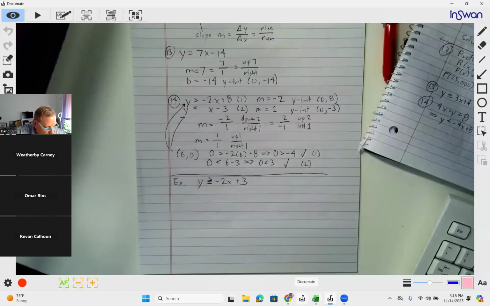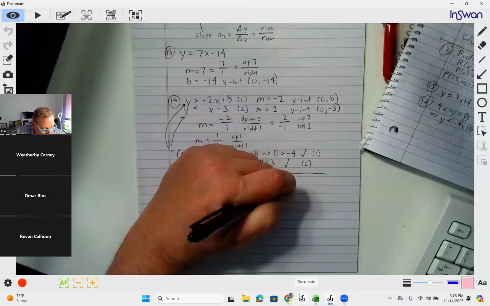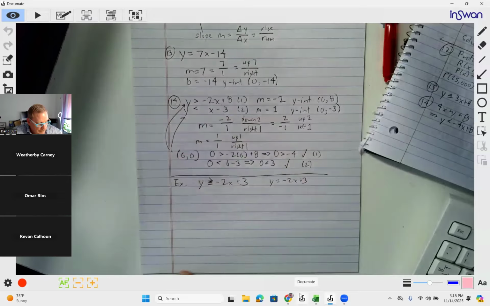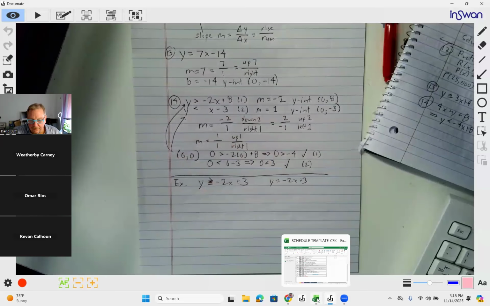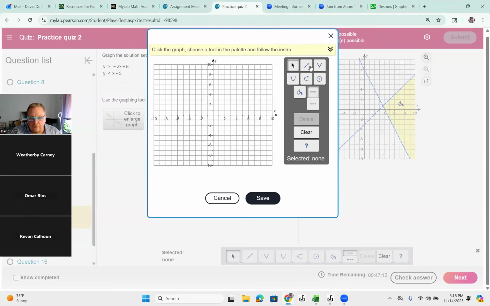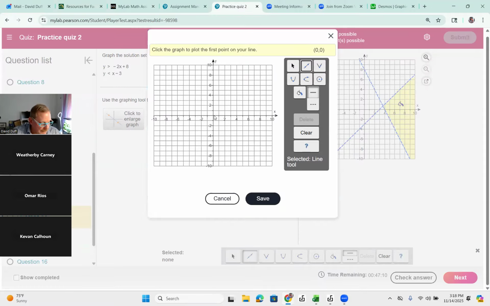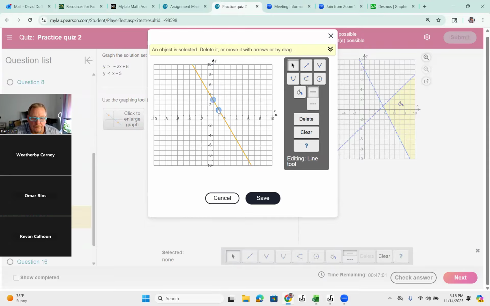Well, we just graph y is equal to negative 2x plus 3, right? So let me go ahead and graph that. That's a y-intercept of (0, 3), and negative 2 means down 2, right 1. All right, so that's y is equal to negative 2x plus 3. Now, this is greater than or equal to, so we want a solid line, right?